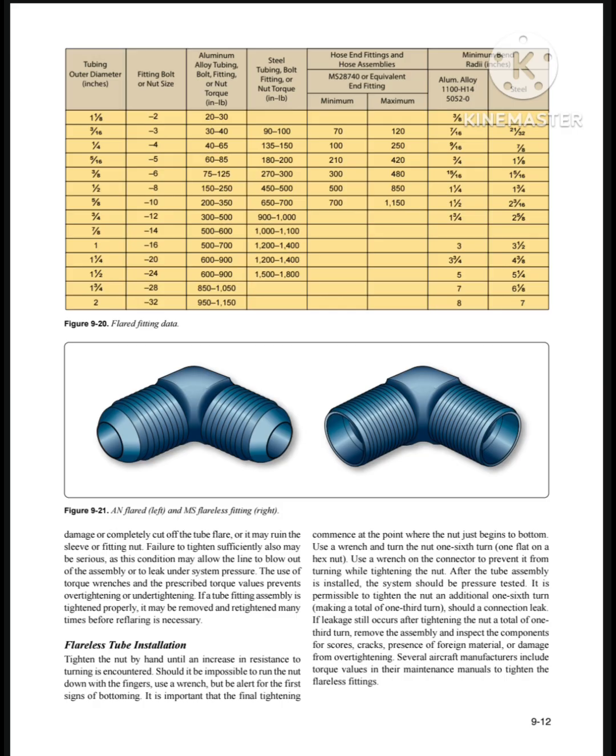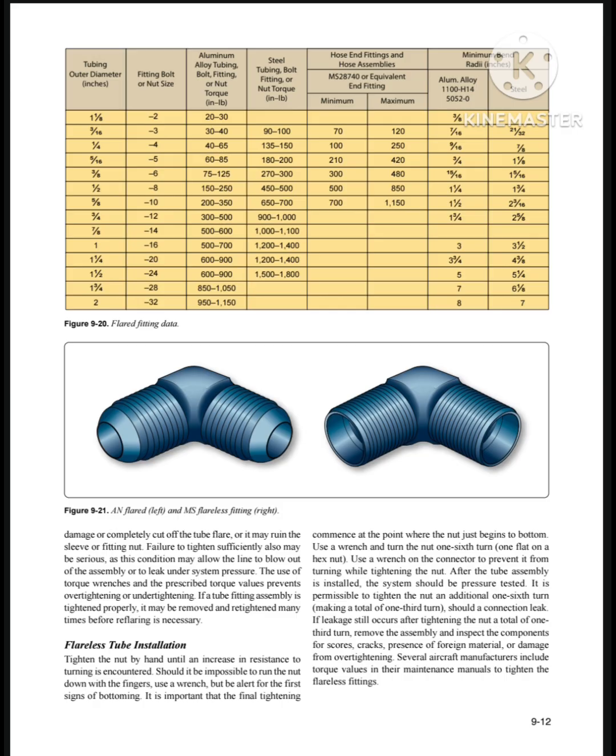We can see the hose end fittings and hose assemblies, minimum and maximum equivalents and end fittings, and aluminum alloy with AN9 codes or some codes. We can see the bend radius in inches, and the steel and aluminum alloy. We can see in the figure below the flared fitting data.